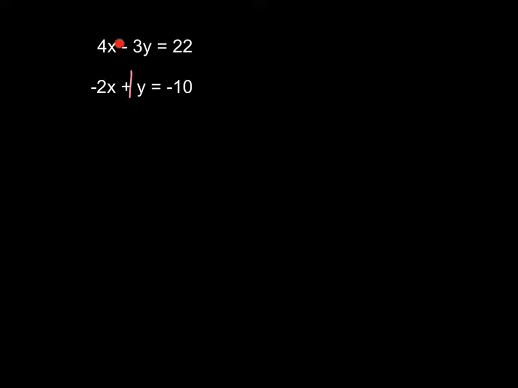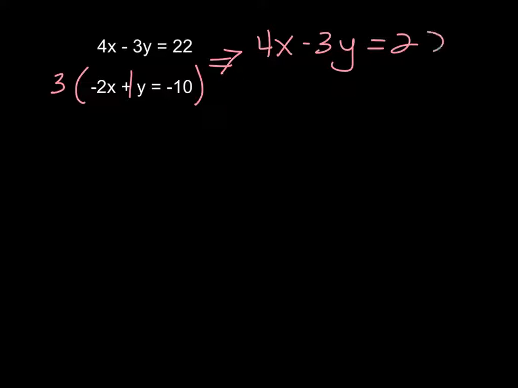Right here, this is negative 3y. If I want these guys to add up and cancel out, that means I want this number to be positive 3y. So I'm going to multiply this whole bottom equation by something to make it positive 3y. Right now it's 1y, so that means I have to multiply by positive 3 to make that happen. I'm going to take that top equation and just rewrite it. And then that bottom equation, I'm going to take every single term and multiply by 3. So I'll get negative 6x plus 3y equals negative 30.